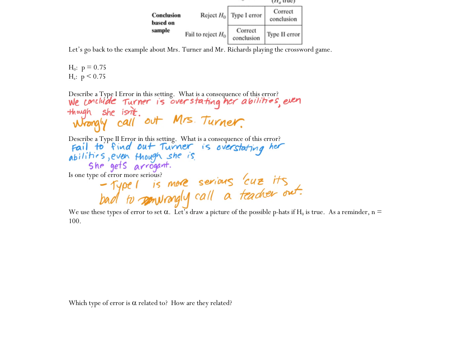So when we run one of the tests, our first assumption is that the null hypothesis is true. And when we calculate our p-value, we calculate that p-value as if the null hypothesis is true. So can we draw a picture of what it would mean in this particular example for the null hypothesis to be true?